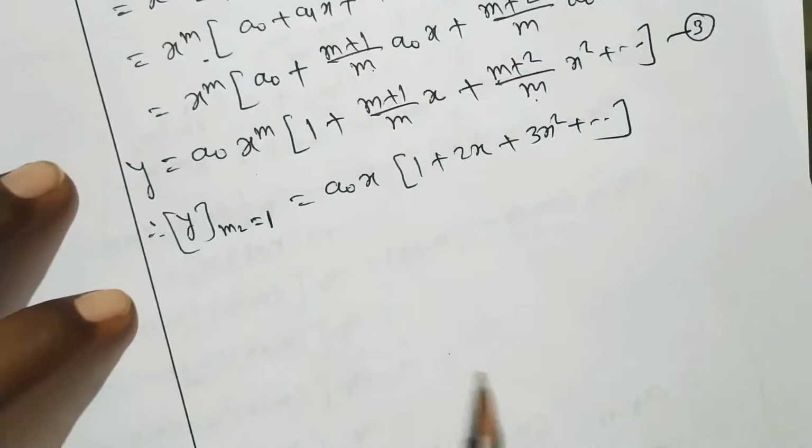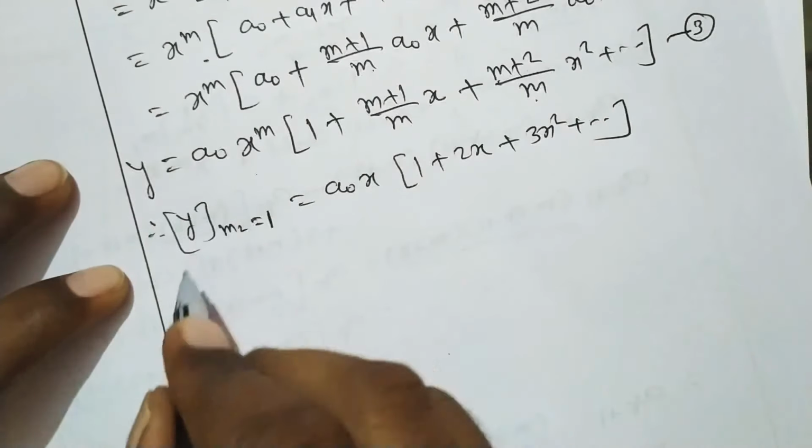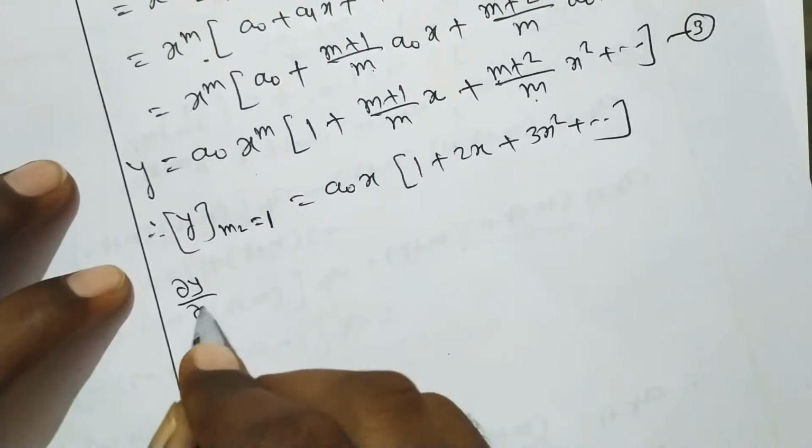Next one, we have to find dou y by dou m. So differentiate equation 3 with respect to m. Therefore dou y by dou m.